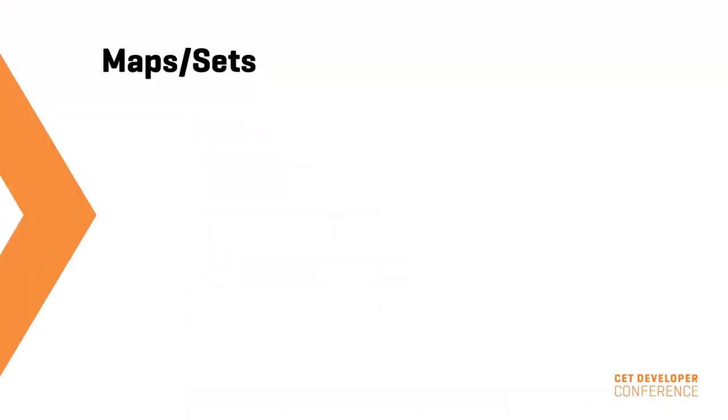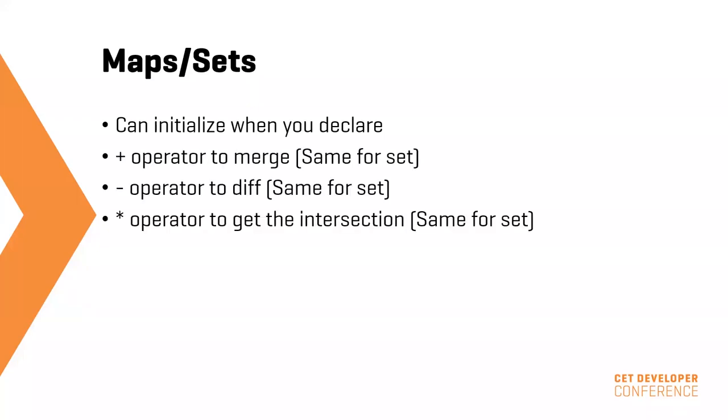Okay, maps and sets. Here I just want to talk about some cool stuff that maybe you didn't know. I've seen a lot of people not know about how you can initialize when you declare a map. And then there's some plus, minus, and multiply operators for maps and sets that have neat behavior. This doesn't work for sorted maps because they're actually implemented with a tree, not a hash table, but I'll point out what they do.